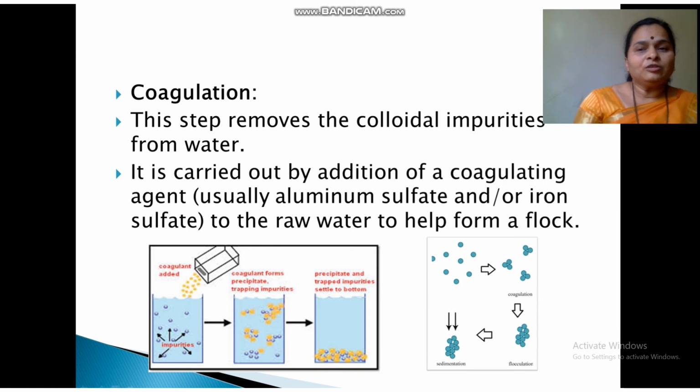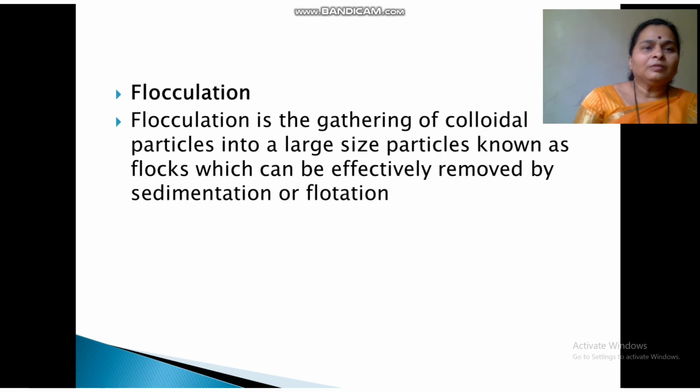It is carried out by the addition of a coagulating agent, that is aluminium sulfate or iron sulfate. Aluminium sulfate is also known as alum. In Marathi it is called turti, and iron sulfate is also known as ferrous sulfate. It is added to raw water. It helps to form a floc which can easily remove the colloidal impurities. Then flocculation is the gathering of colloidal particles into large particles. They are known as flocs, which can be effectively removed by sedimentation or flotation.